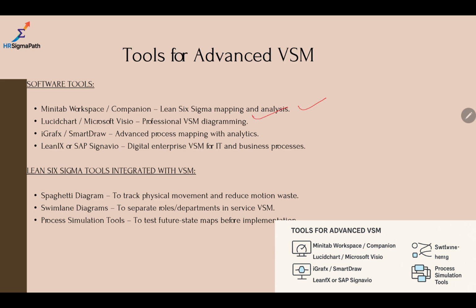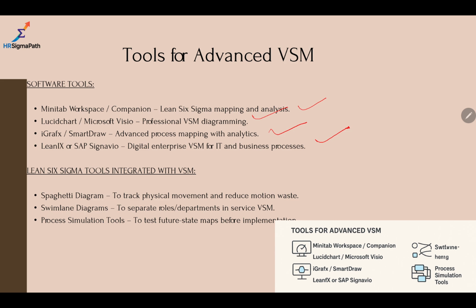Then there are iGrafx and SmartDraw, which offer advanced process mapping with analytics. Then there is LeanX or SAP Signavio, for digital enterprise VSM for IT and business processes. And for Lean Six Sigma tools integrated with VSM, we have the spaghetti diagram, swim lane diagrams, and process simulation tools.